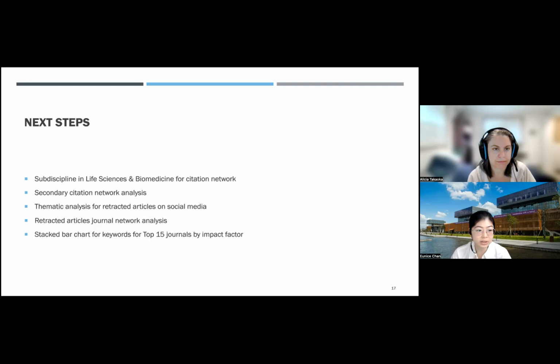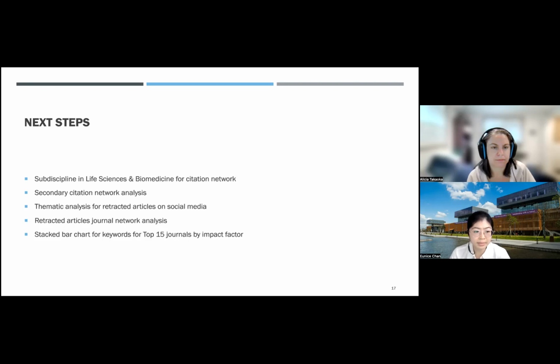Next, we also want to do a secondary citation network analysis. So this is from stage 3. In stage 3, we only looked at the primary citation network, but we also want to then see the secondary citation network to see whether the propagation of misinformation, as we like to call it, continues on to the second citation.